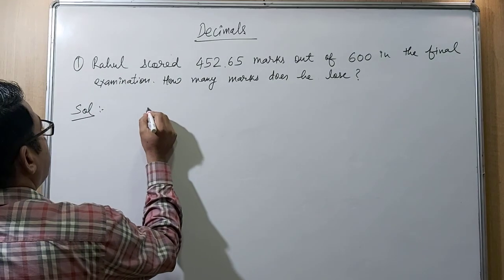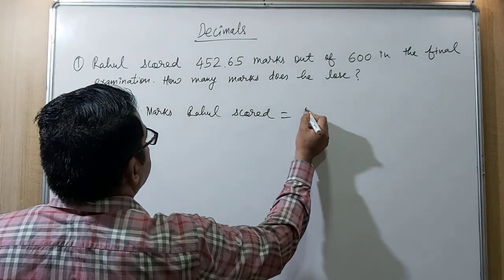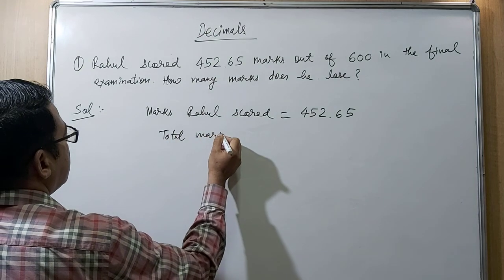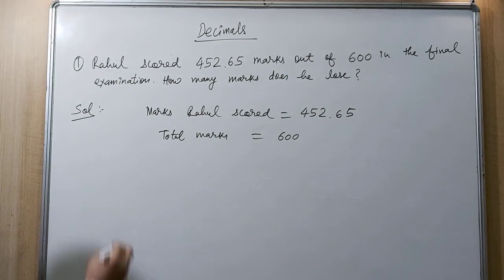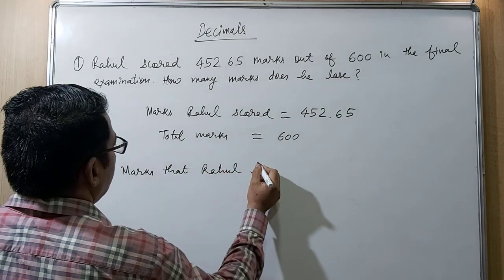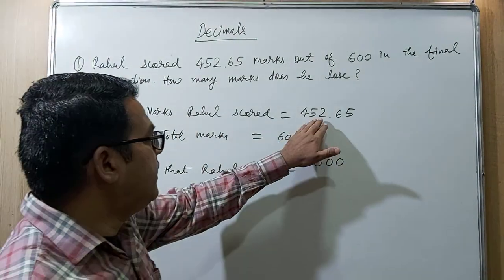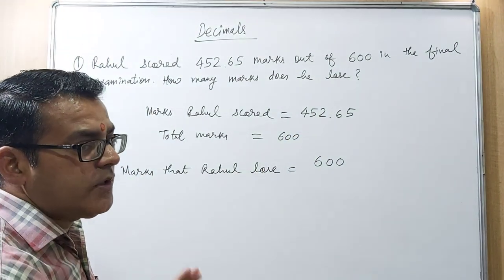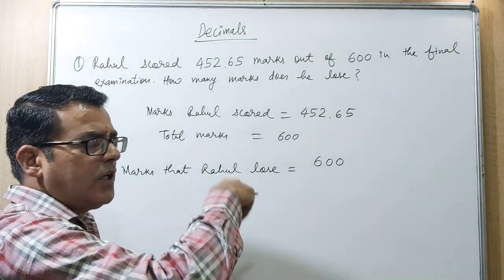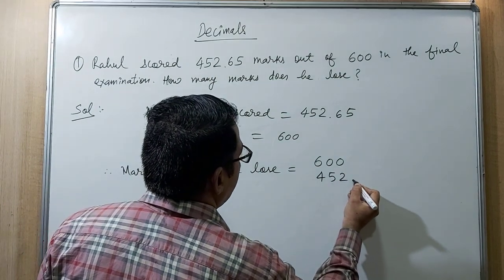So marks Rahul scored, how much he scored? This much. So total marks 600. Now, marks that Rahul lose, how can you find? Write 600 upper side, since we are subtracting this less marks from 600. And once again I'm reminding you, we have to write according to place value chart. So no need to write every time ones, then tens, then hundreds, thousands. You can just write 600, and just below 600 we can write 452, then 0.65.